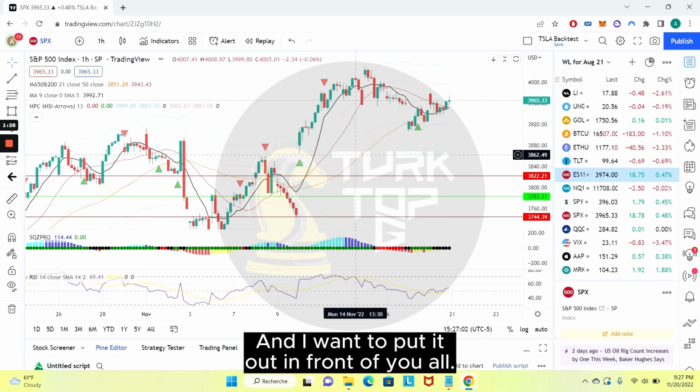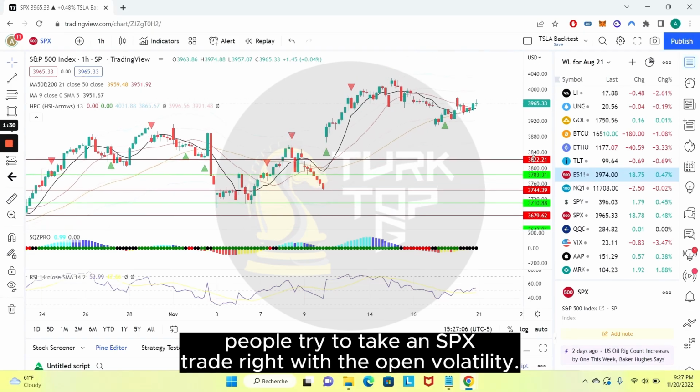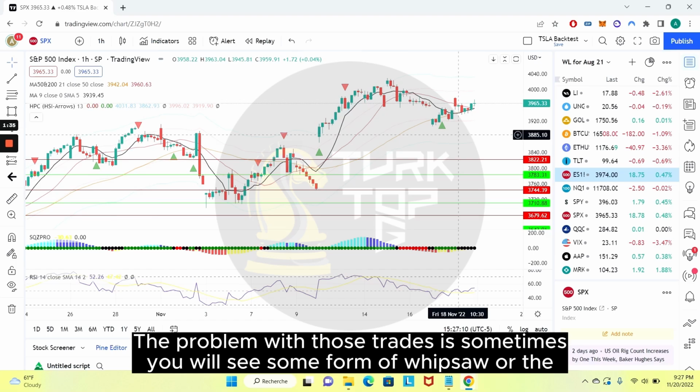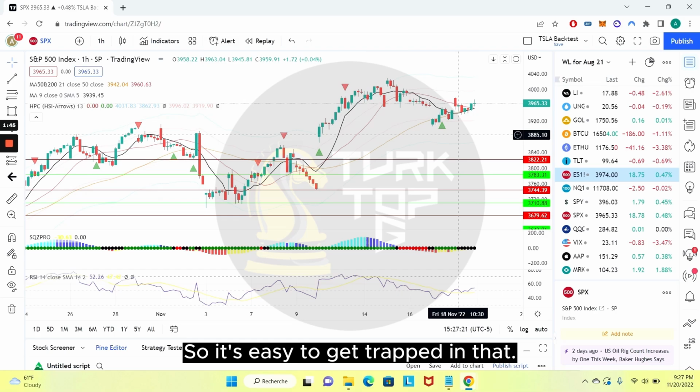of you all. So something you will see is many of the people try to take an SPX trade right with the open volatility. The problem with those trades is sometimes you will see some form of whipsaw, or the premiums are going to be too high just because the market opening is volatile. So it's easy to get trapped in that.